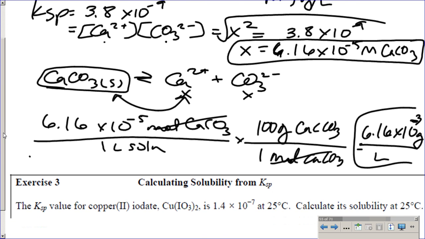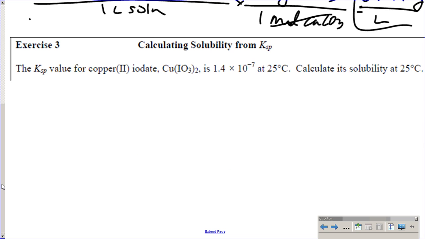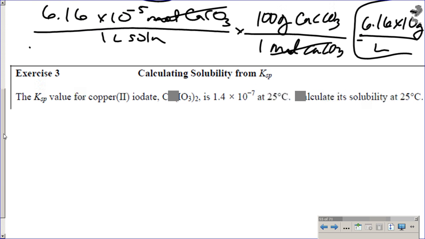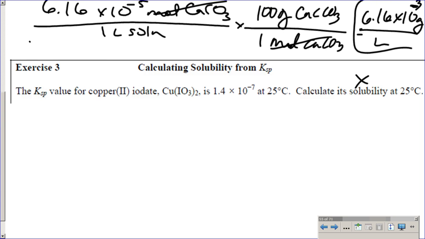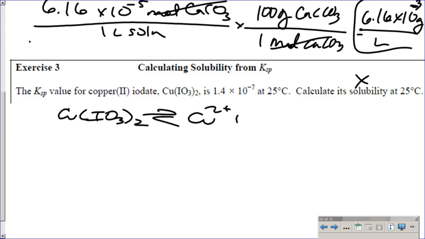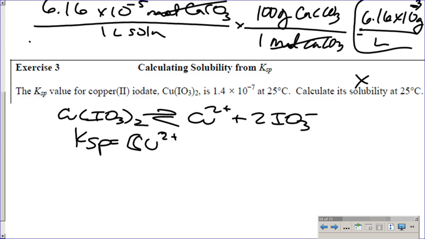All right, so next one is copper 2 iodate. Ksp value is given. Calculate the solubility. So what am I solving for? Also known as X. Okay, so I'm solving for X. If I see that, I'm just going to put that up there because I know that I will forget later on. So copper 2 iodate equilibrates to copper 2 and what? 2 iodates, right. That's one thing some people sometimes miss because they forget to see the 2 subscript there. So the Ksp expression is copper 2 plus times iodate squared.